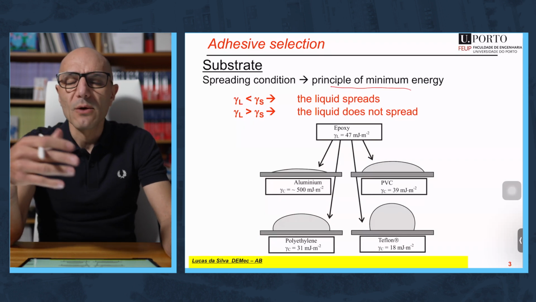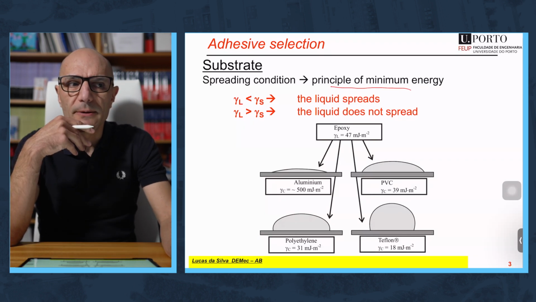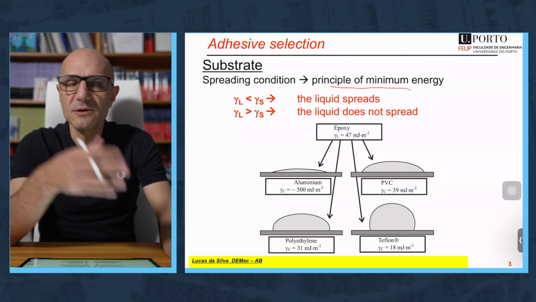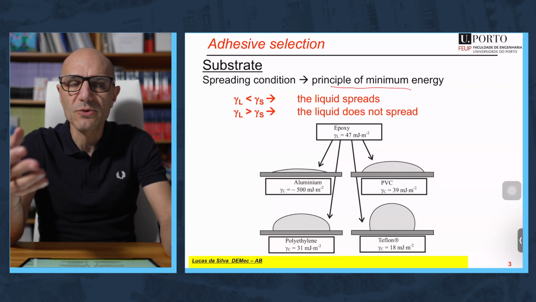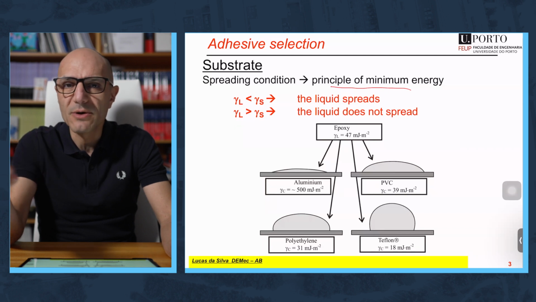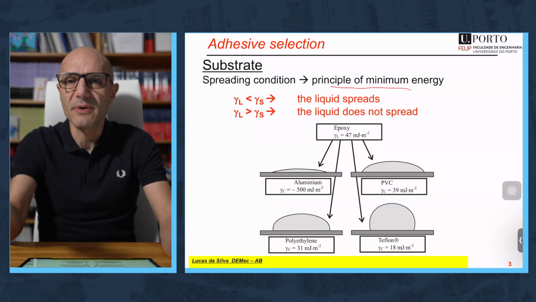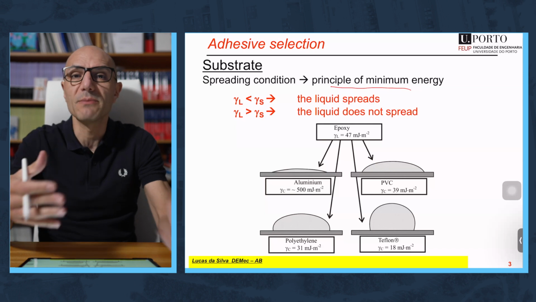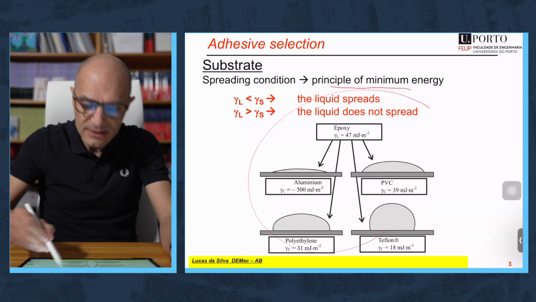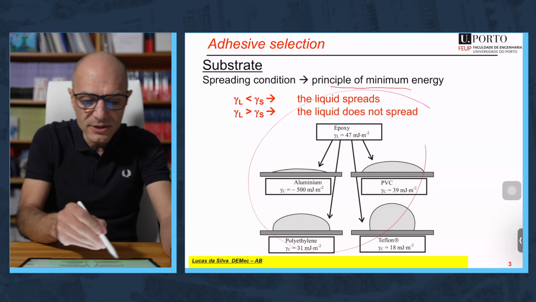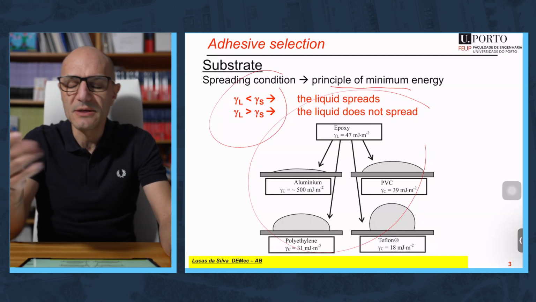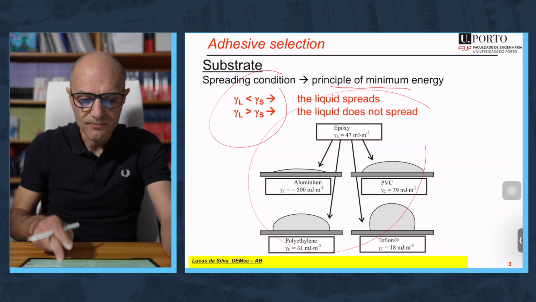In general, we don't really verify that, in the sense that we don't measure the surface energy of the adhesive and the substrate. We go to tables that will tell us for a particular substrate what is the most adequate adhesive. But behind that table is the principle of minimum energy and the question of the surface energies of the adhesive and the substrate.